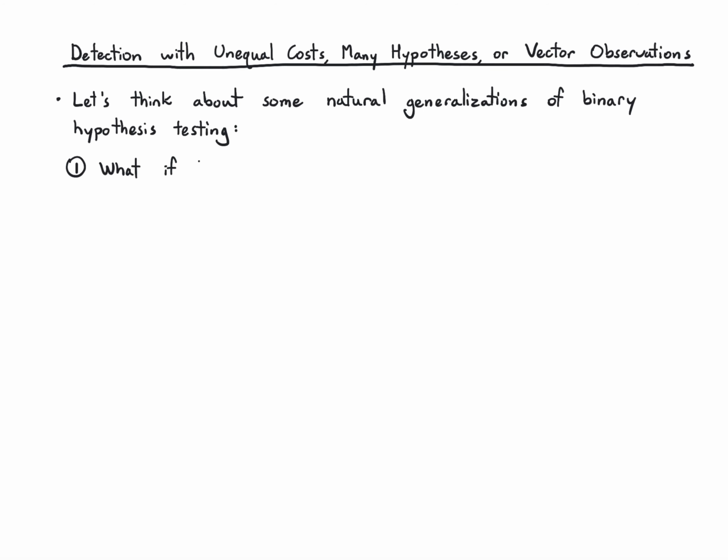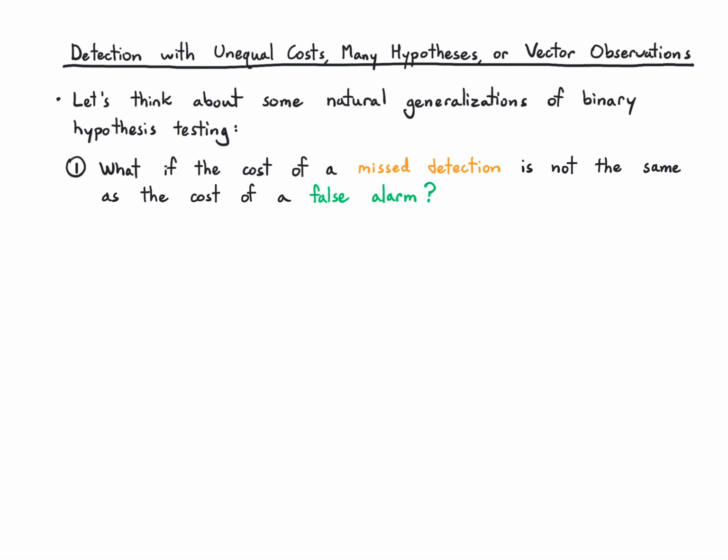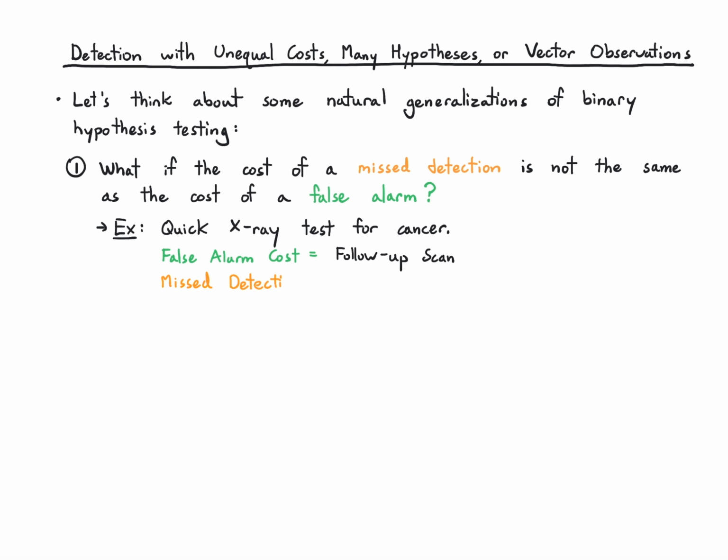First of all, we've mentioned this before, but what if the cost of missing the detection, so misdetection, what if that's not the same as the cost of a false alarm? And it's very easy to imagine scenarios where that's the case. As an example, let's say I do a quick X-ray test for cancer. What's the false alarm cost? Well, what if it's just a follow-up scan? Not too bad. What's the misdetection cost? Well, maybe there's an undiagnosed malignant tumor. So I basically send someone away. I say, you're probably fine, but I miss the tumor, and bad things can happen from there. So maybe I want to put more emphasis on detection in this case.